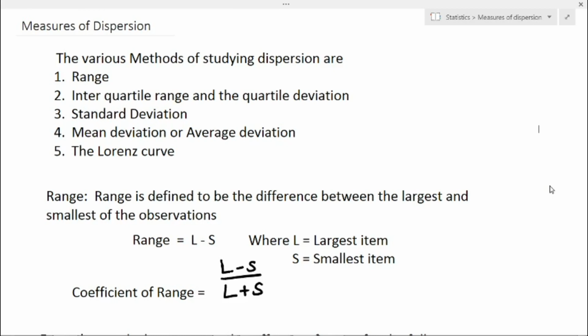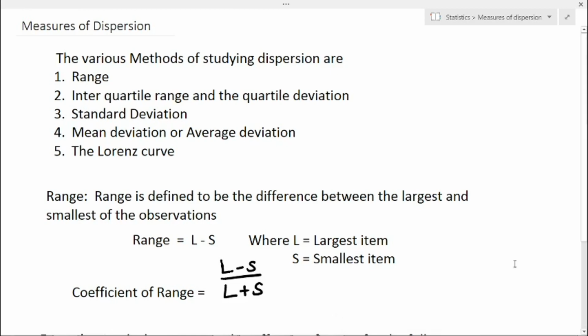Now we learn about range in measures of dispersion. First formula for range is range equal to L minus S, that is, it is the difference between the largest and the smallest of the observation. So formula for range is L minus S. Next, coefficient of range. Formula for coefficient of range is L minus S divided by L plus S.